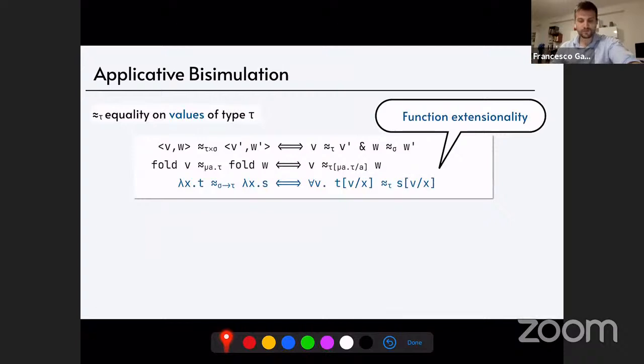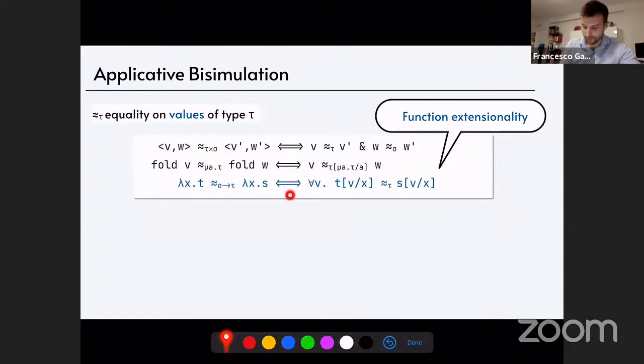And let us start by defining applicative bisimulation by associating to each type tau a notion of equality between values of that type. So we begin with values, they are simpler. And most of the clauses are actually standard. So for instance, we say that two pairs of values are equivalent if they are pairwise equivalent. So we just look at their inner values and we require them to be equivalent. And the same conditions apply to the fold of two values. We just look at the values inside and require them to be equivalent.